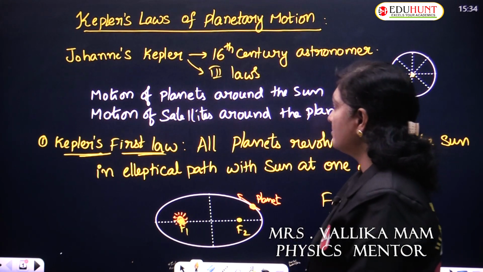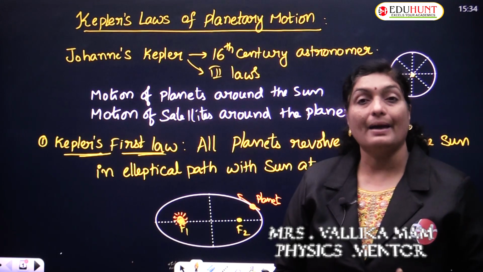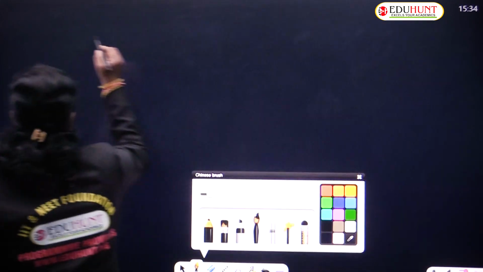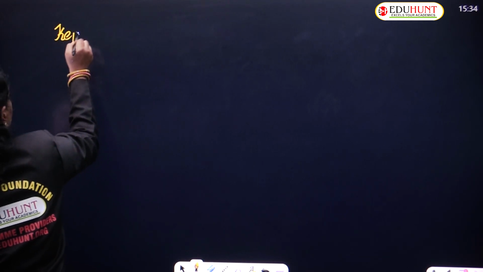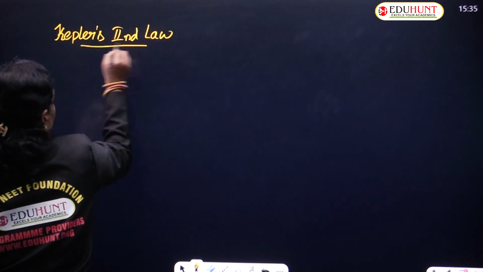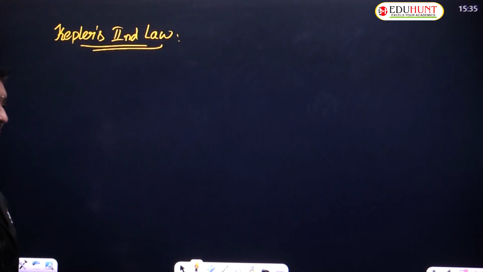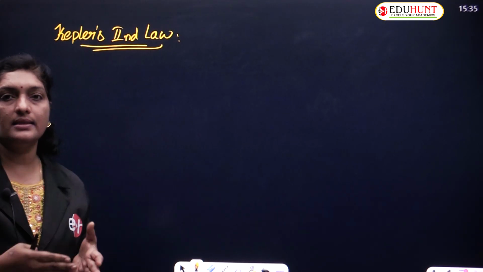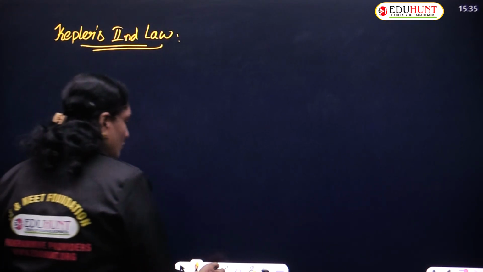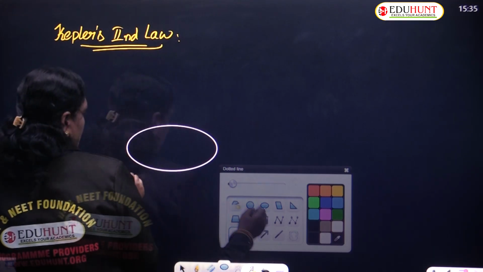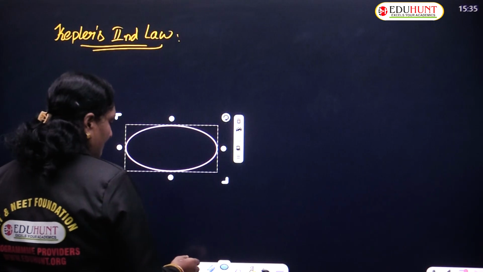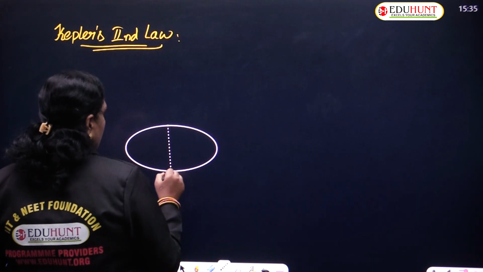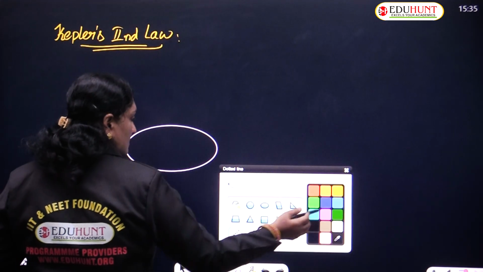Let us now try to understand Kepler's second law. So here we go with Kepler's second law. Kepler's second law states that the line joining the planet and the sun. Let me show you the diagram, children. So here is your elliptical portion. These are the major and minor line segments.